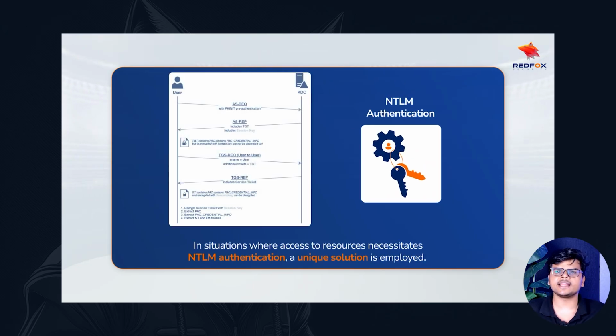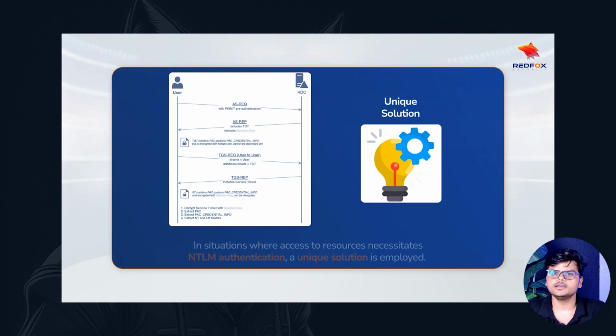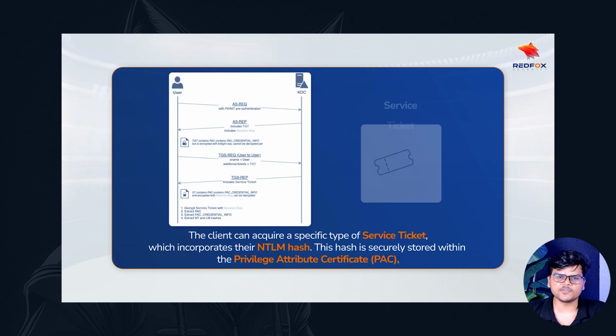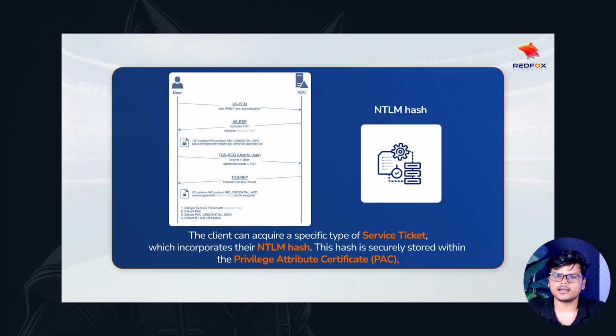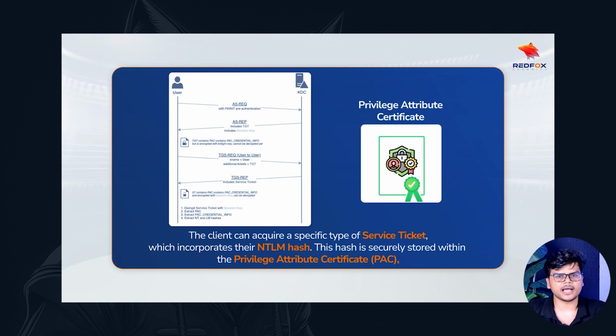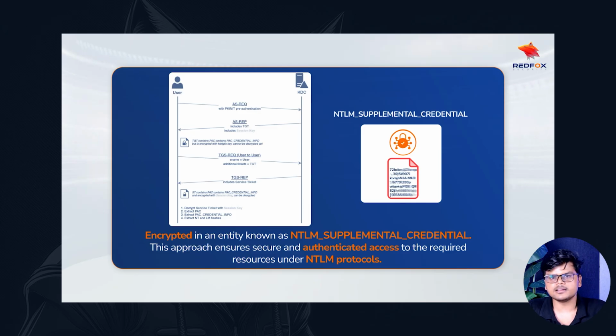In situations where access to a resource necessitates NTLM authentication, a unique solution is employed. The client can acquire a specific type of service ticket which incorporates their NTLM hash. This hash is securely stored within the privileged attribute certificate, which is PAC, encrypted in an entity known as NTLM supplemental credential. This approach ensures secure and authenticated access to the required resources under the NTLM protocols.